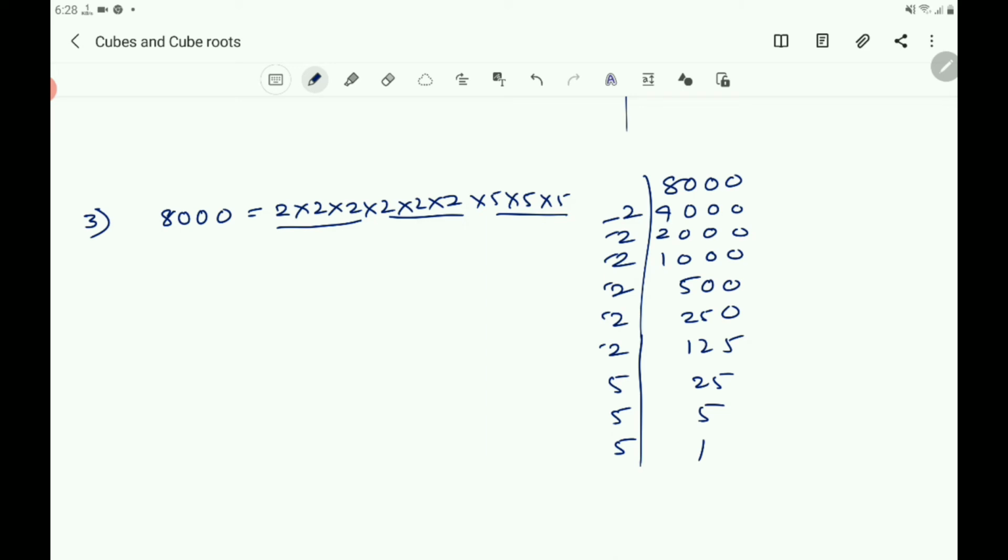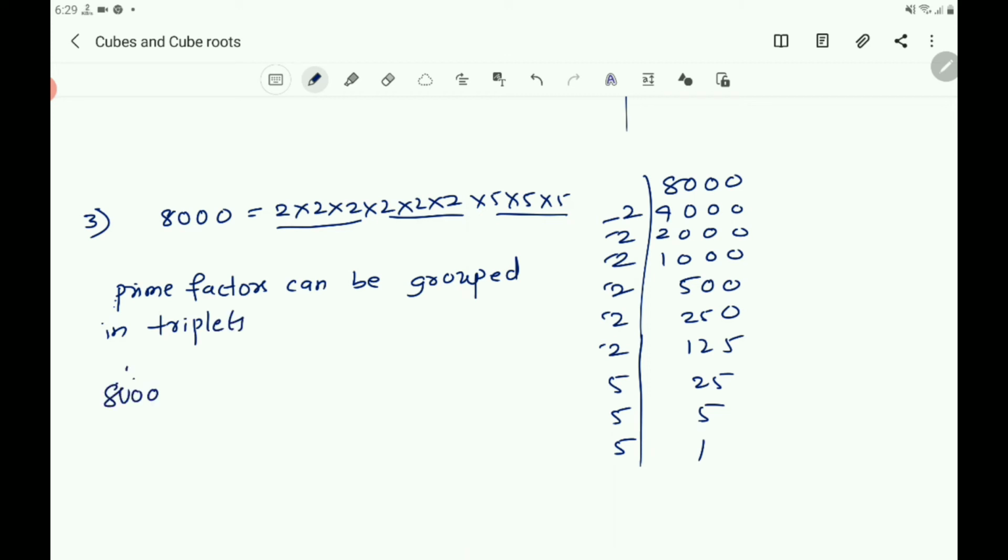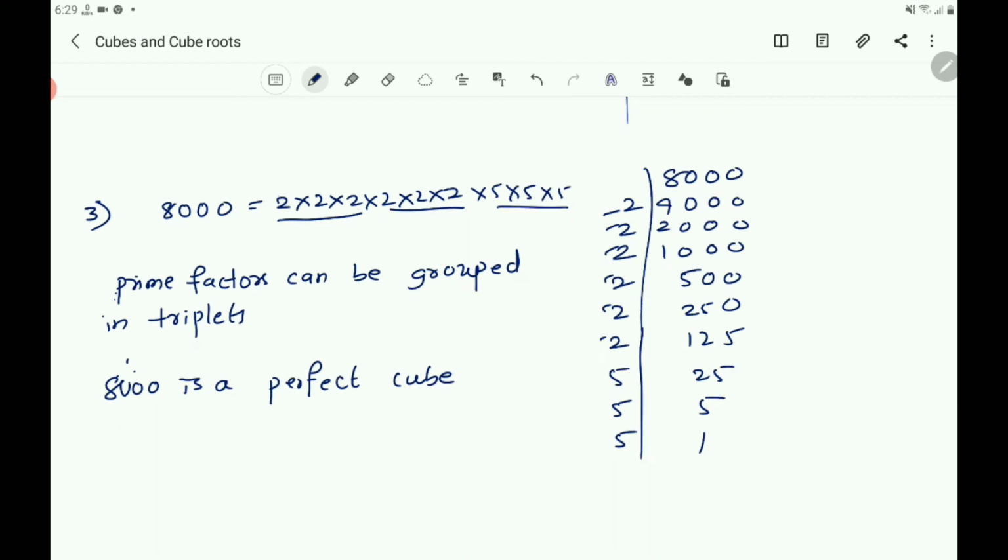So therefore you got that prime factors can be grouped in triplets. Therefore 8000 is a perfect cube.